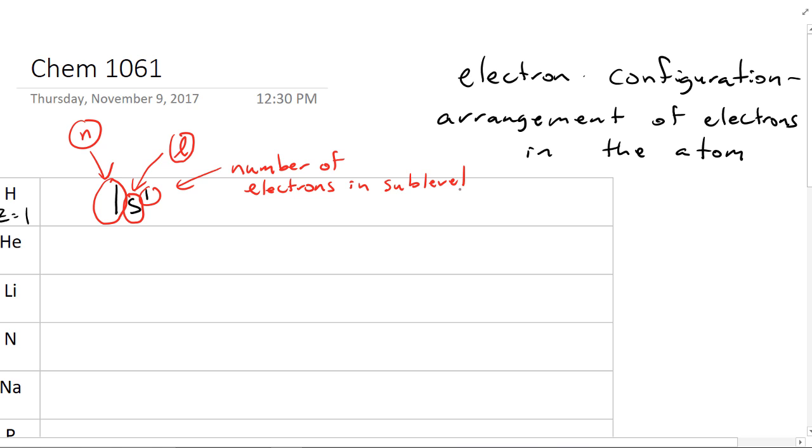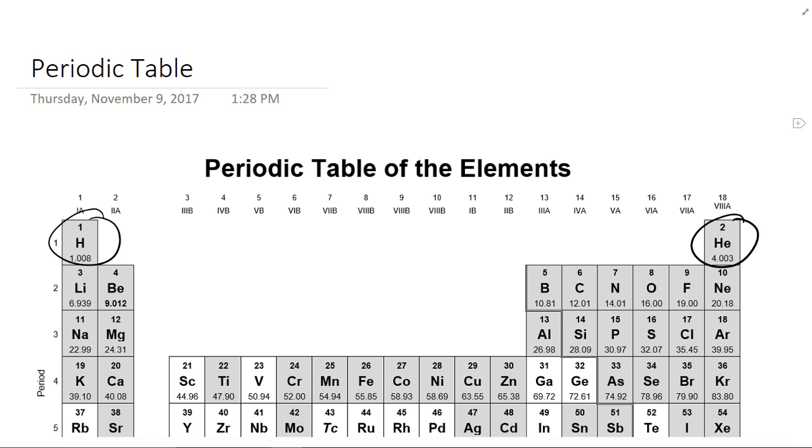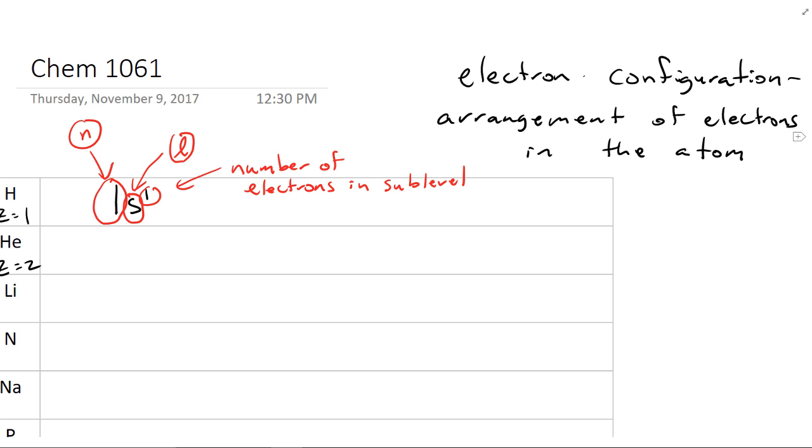And now we read it like this. We read it as 1s1, not 1s to the first. It's not an exponent. We read it as 1s1. After hydrogen, let's look at helium. Helium now has 2 electrons because its atomic number is 2. When we write out its electron configuration, we write it as 1s2. So that tells us we have 2 electrons in the 1s sublevel. Again, it's not 1s squared or 1s to the second.